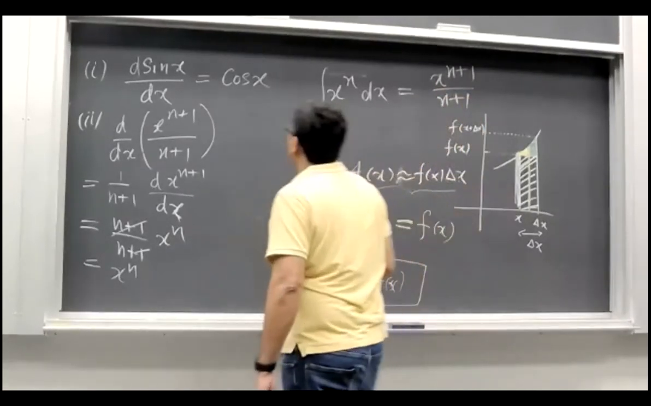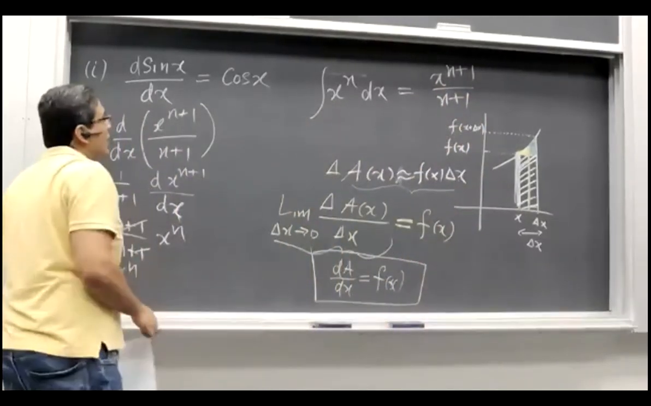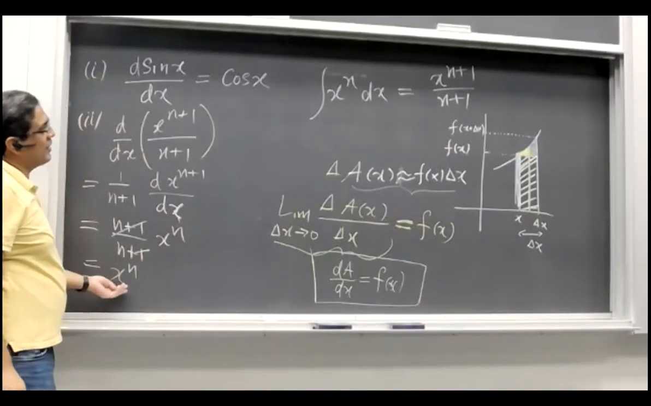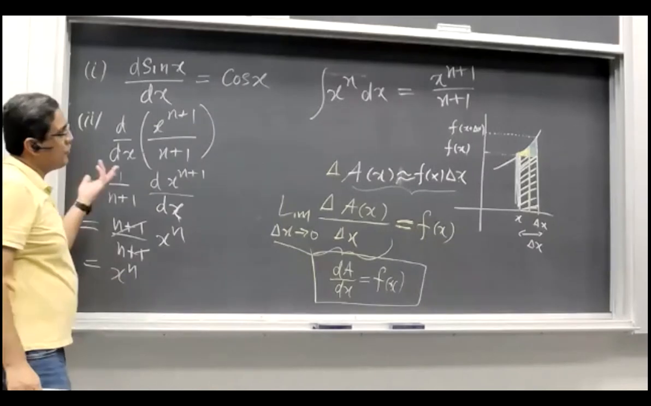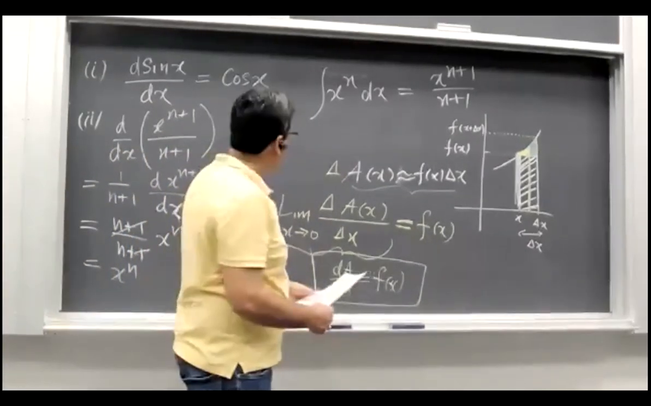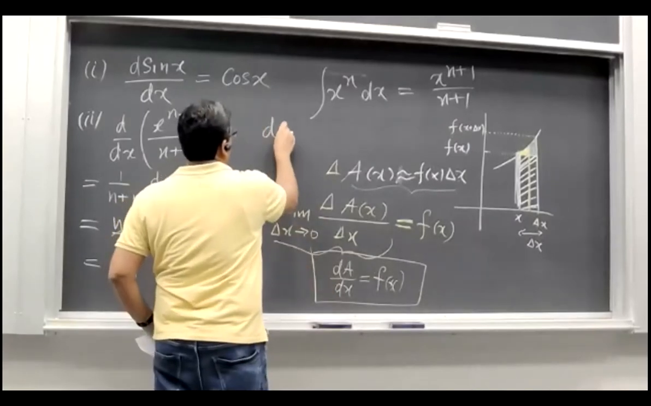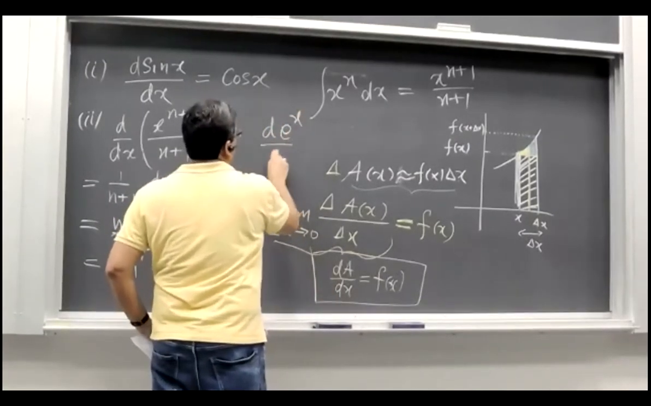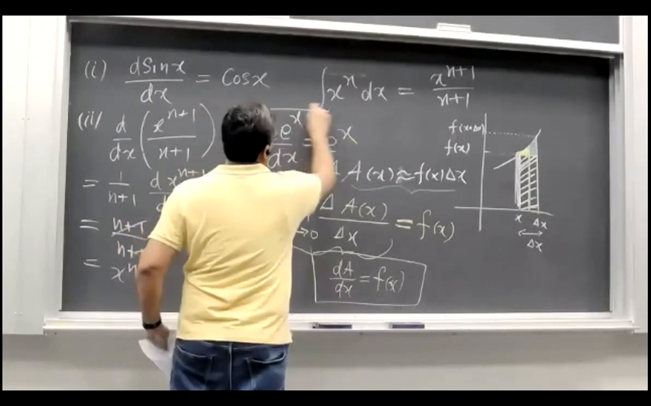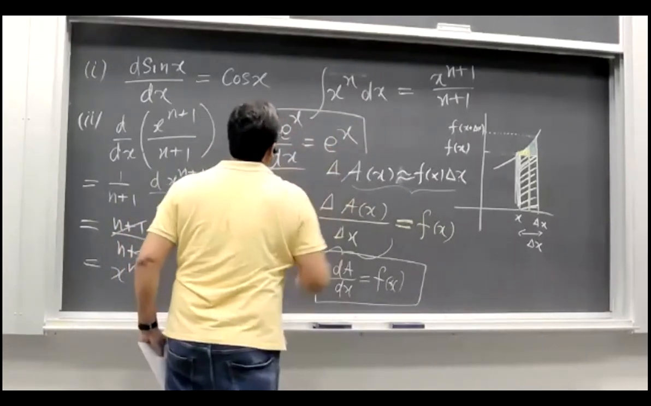So whenever in doubt, if you don't remember, you can always go back and differentiate your answer, and if you get back the original function, then you're sure. So this is another very useful technique. For example, the derivative of e to the x is the function itself, the only function in mathematics whose derivative is equal to itself.